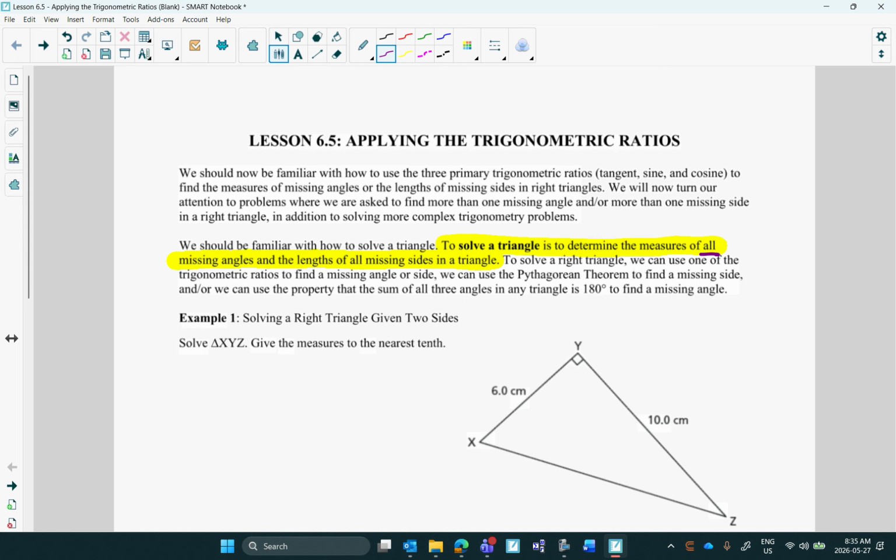So you want to think of 3 things to do when you're asked to solve a triangle. Trig, the sum of 3 angles in any triangle is always 180 degrees. And Pythagoras, a squared plus b squared equals c squared. You can use all 3 of those. Okay? So let's look at a couple of examples.